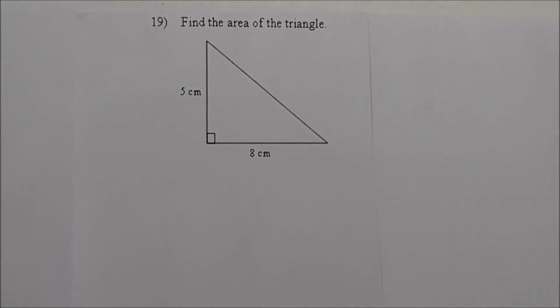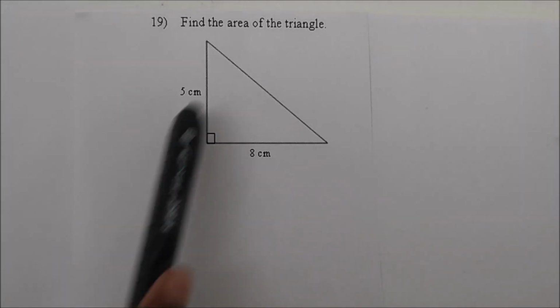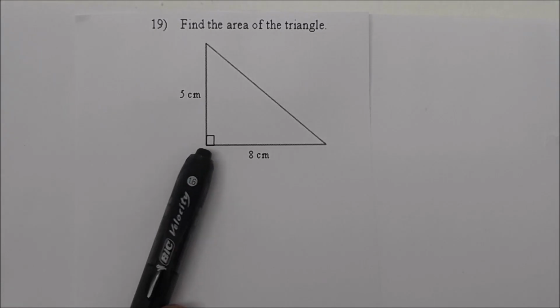Okay, Raphael, number 19. Find the area of the triangle. Go ahead, tell us what you're going to do. The formula for finding the area of a triangle is half base times height, once it is a right angle triangle. And how do you know that's a right angle triangle? Because it has the symbol. The box. So that box there means 90 degrees.